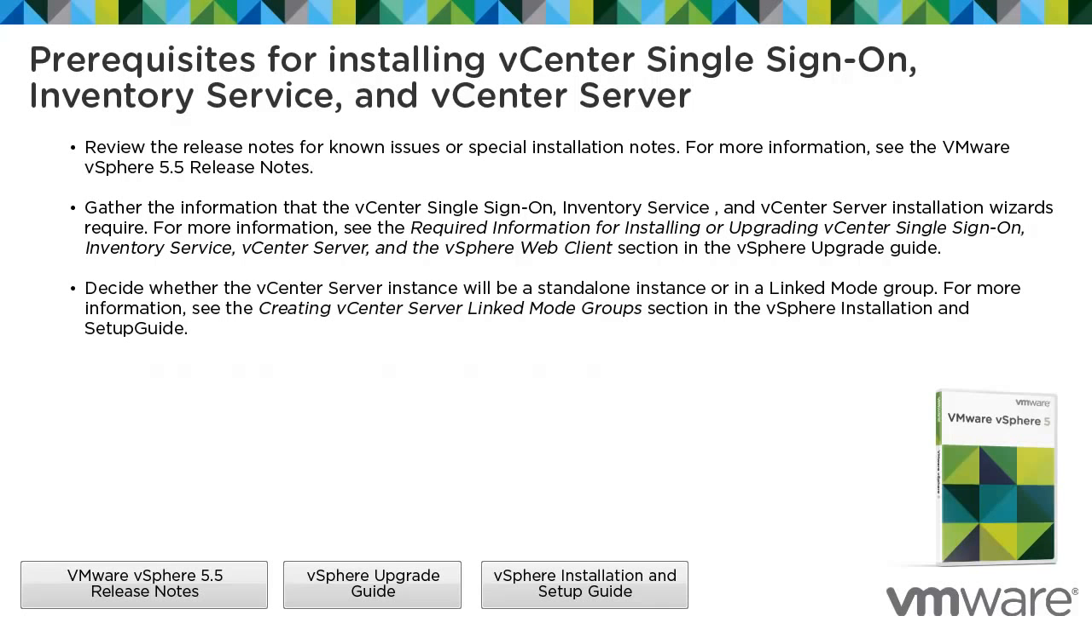Decide whether the vCenter Server instance will be a standalone instance or in a linked mode group. For more information, see the Creating vCenter Server Linked Mode Groups section in the vSphere Installation and Setup Guide. Download the vCenter Server Installer from the VMware website.